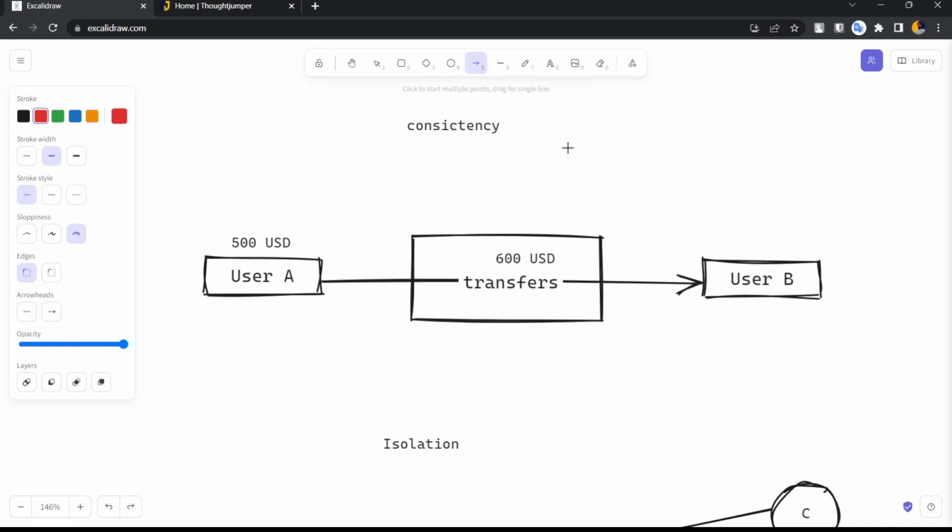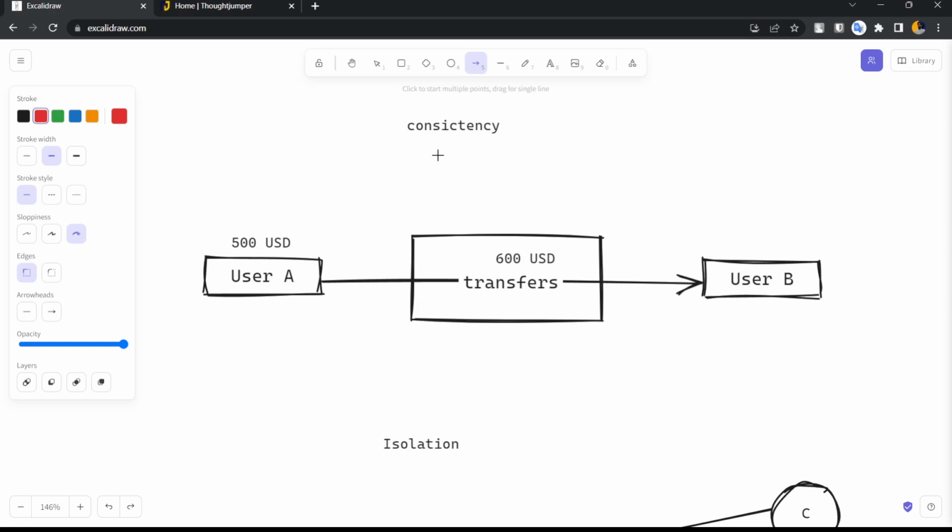Okay, user A has X amount in his bank account, and user B has Y amount in his bank account. If user A sends $200 from his bank account to user B's account, then user B's account should be increased by only 200, not more than that. So regardless of how much money has been transferred, the total amount of both accounts should be the same. There should not be any excess of money, or any decrease of money. You are just transferring from one bank account to another bank account. So that's what consistency means.